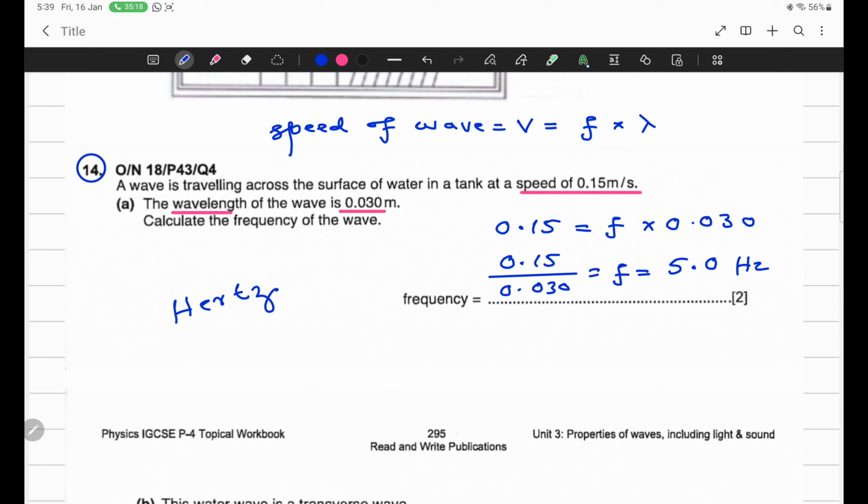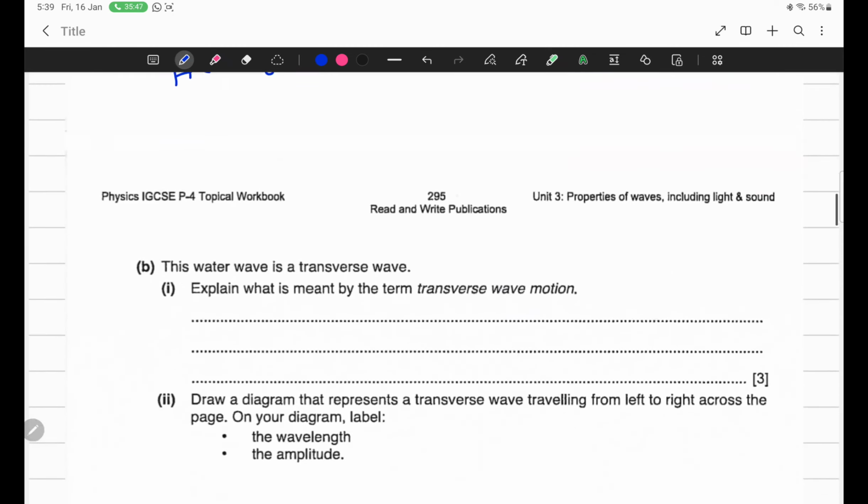So this is the only formula in this chapter. Speed of wave is the product of frequency and wavelength. In this question, we are given speed as well as wavelength, and we are calculating frequency. The frequency is 5, but I am writing 5.0. Why? Because all the given numbers are in at most two significant figures, so I am writing the final answer in 2 SF. So this question is also completed, and now I am moving forward.